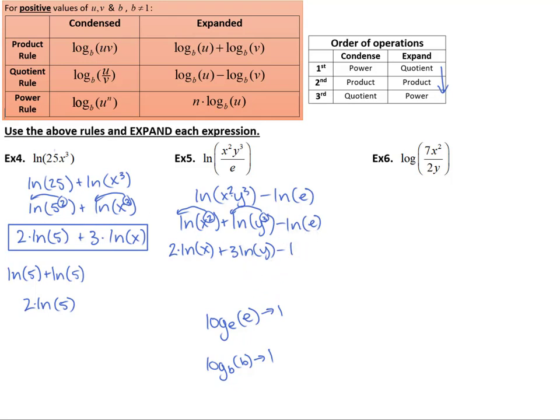So in fact, even though we're expanding, we could simplify that value. And this is the expanded final answer. I would highly doubt anybody would leave natural log of e not simplified to 1 there.